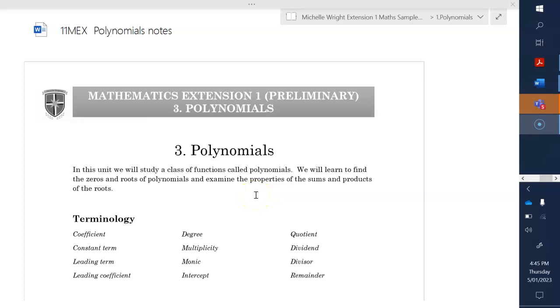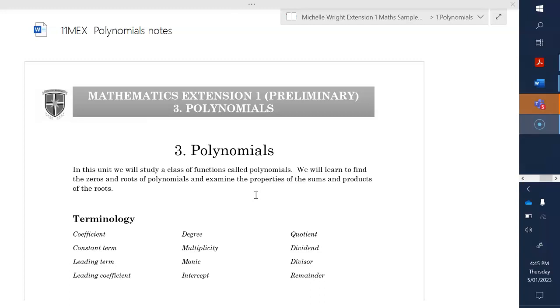You're fairly familiar with these from your Year 10 work because you've looked at quadratics, you've looked at cubics, and in the early years, you've looked at linear equations. These are all polynomials, okay? But what we're going to be looking at is polynomials of higher degree. So we've looked at quadratics, we've looked at cubics.